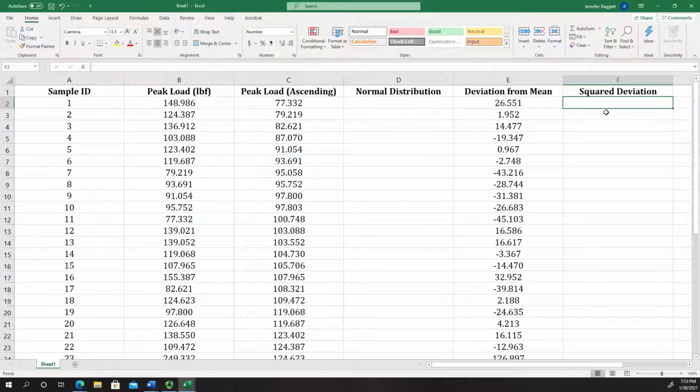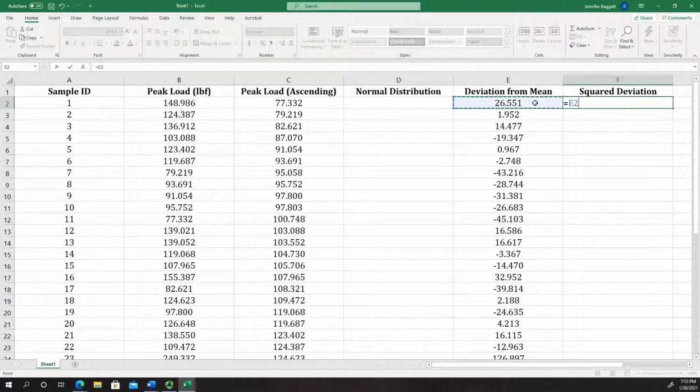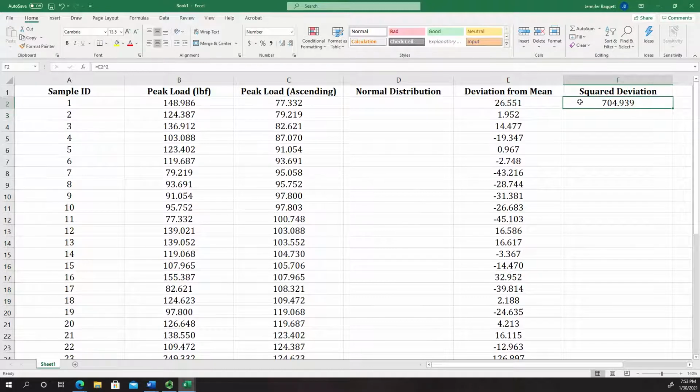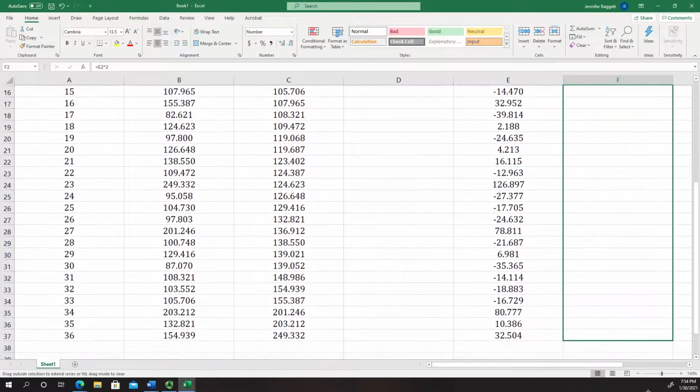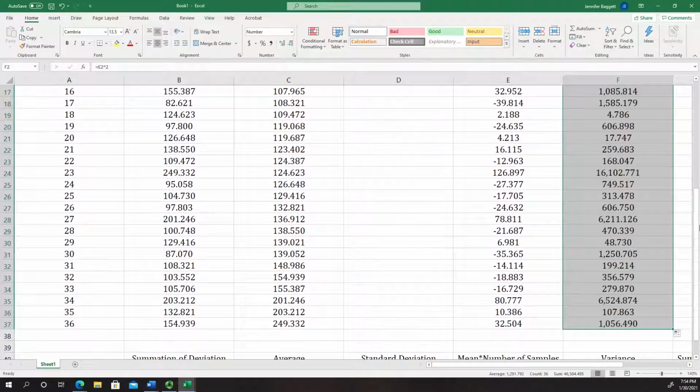Our squared deviation is just that deviation from mean value squared. So in order to find this, we can do equal to the first value of our deviation from mean and then do squared. So in this case, since we want each of those values squared, we don't have to do any kind of $ sign to hold any kind of value because we want that value to change as it's being attributed to each of the values in our set. So now we can hold that same corner and drag it all the way down. And so now that has calculated all of our squared deviation values.